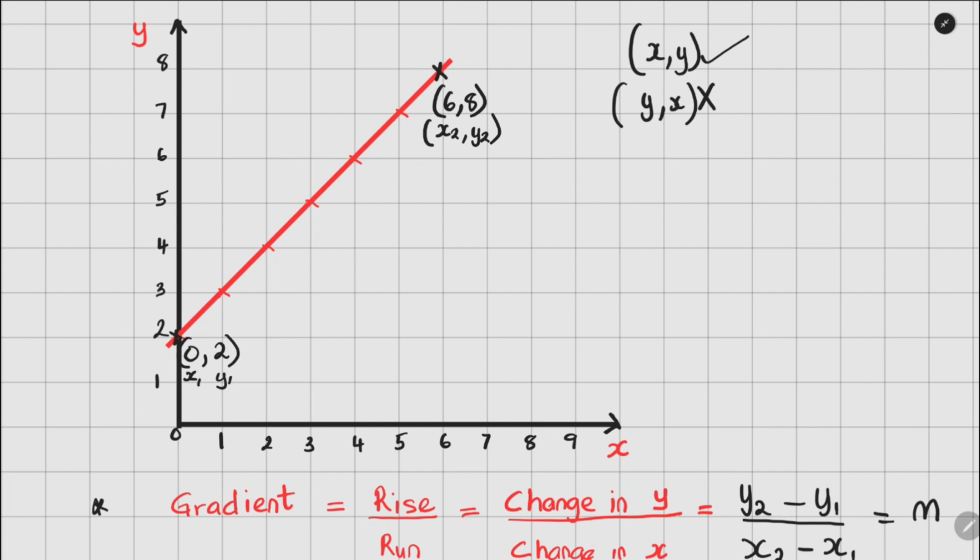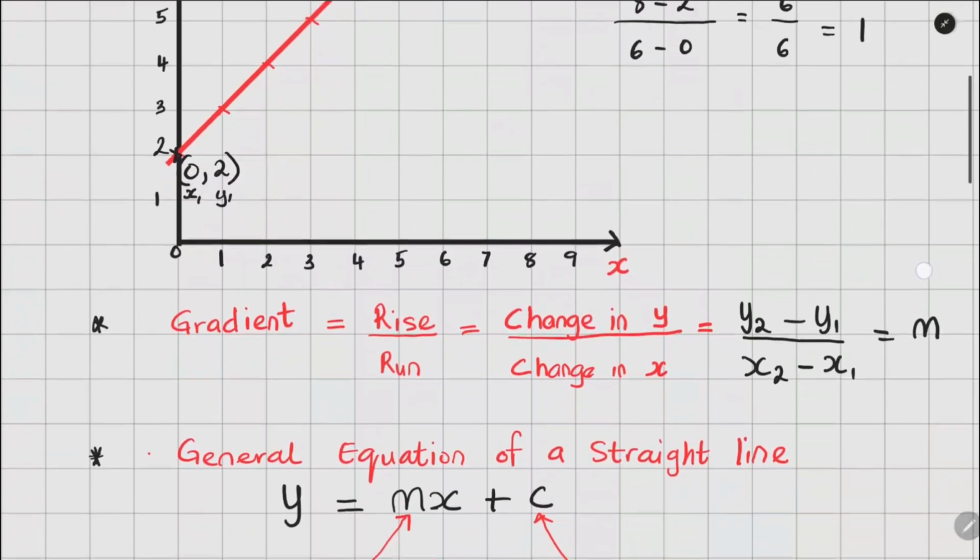So let's find the gradient of our line. This particular line now, we know it is y2 minus y1, divided by x2 minus x1. Our y2 is 8, minus y1, which is 2, divided by our x2, which is 6, minus our x1, which is 0. So this is going to be 8 minus 2 gives us 6. 6 minus 0 also gives us 6. It means that this line has a gradient of 1. So m for this particular line is 1.